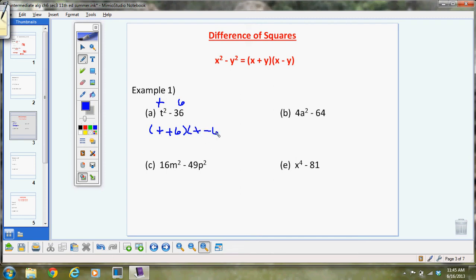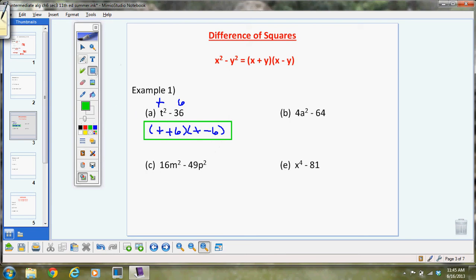And you can check this by using FOIL. You get t squared with your first. Your outside is a negative 6t. Your inside is a positive 6t. Those will cancel out. And then last gives you that negative 36. So it did work.